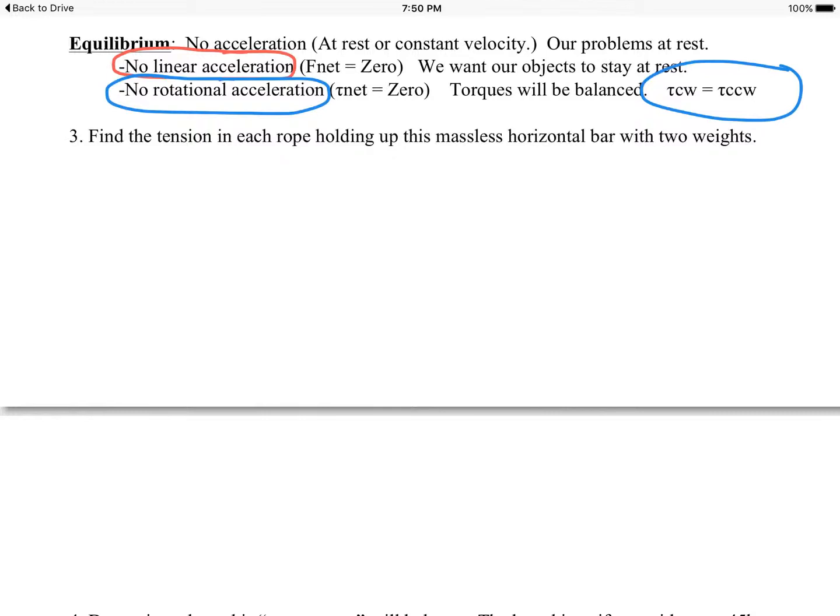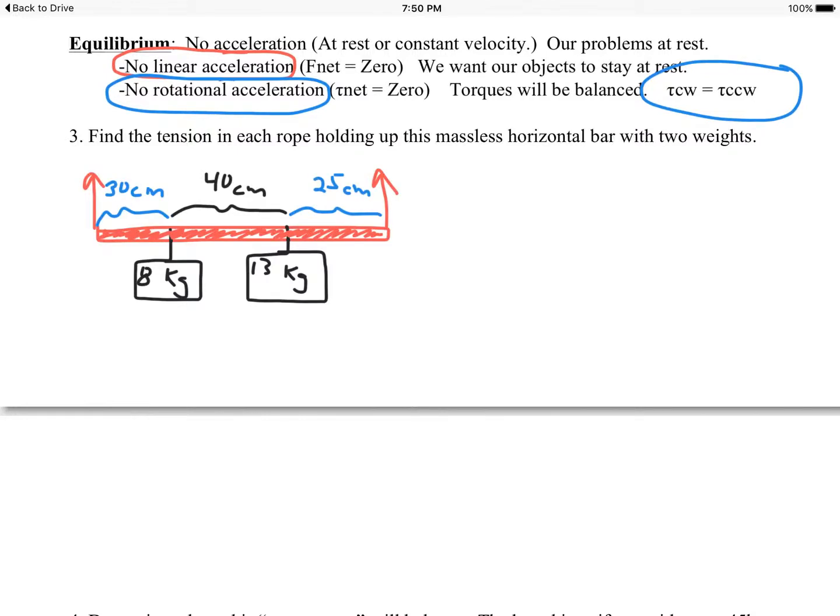Let me draw this one out here. We have a trapeze bar. This trapeze bar is one of these bars that an acrobat, like at a circus, would be swinging from. It has two ropes on either end, represented by the red arrows pointing up, holding up the trapeze bar. But here I have not a person hanging from the trapeze bar, but two masses, 8 kilograms and 13 kilograms. Now what we want to find is the tension in each of these two ropes.